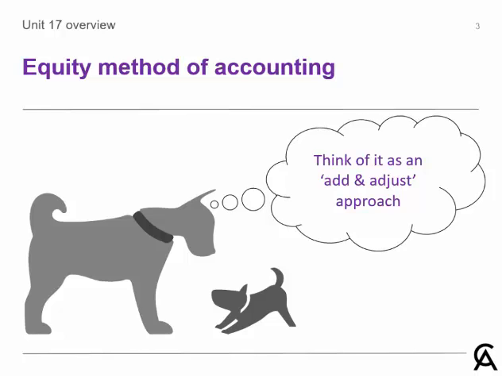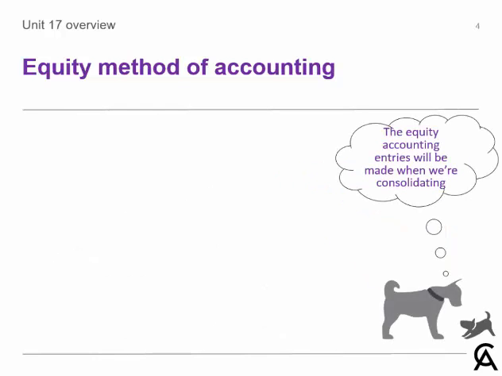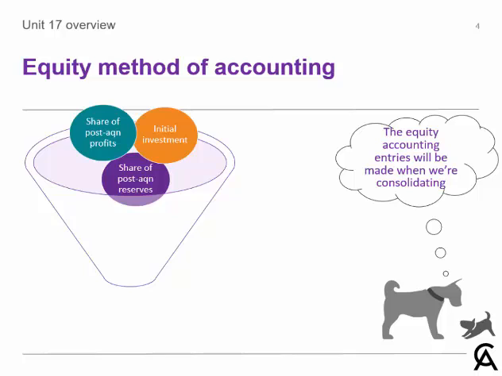In taking this add and adjust approach, I like to think of it as I'm just journalising in my share of what I've earned from this associate or joint venture. So remember, the equity accounting entries are going to be recorded when we're preparing the consolidated financial statements. We start with the initial investment at cost and we add on the share of post-acquisition profits and the share of post-acquisition reserves from that company or joint venture, whatever it might be that we've got our significant influence or joint control over.